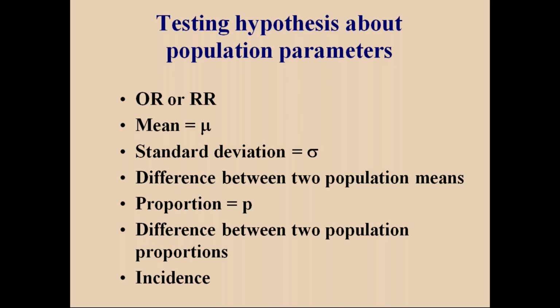Testing of hypothesis about population parameters. The first point is mu, standard deviation sigma. Difference between two population means. Proportion P, difference between two population proportions. Last point is the incidence. These are called the parameters of the testing of hypothesis about population.